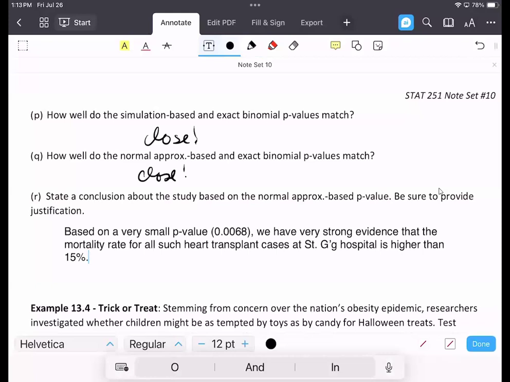So what I wrote up is: based on a very small p-value, and I give you the value from that normal approximation, we have very strong evidence that the mortality rate for all such heart transplant cases at St. George's Hospital is higher than the 15%. This should have been an S, sorry about that. Of course, your wording may be slightly different, that's fine, but you want to get that idea, and show the support that you have and what conclusion you're drawing in the context of the research question we had.